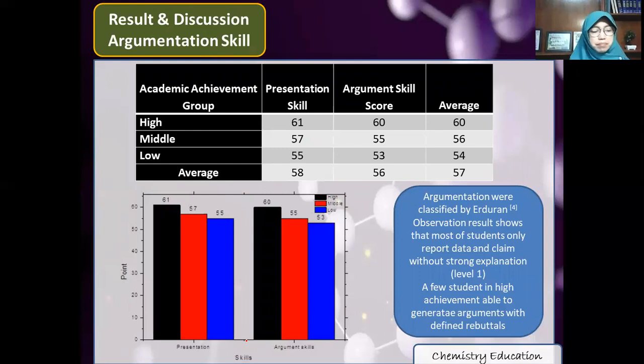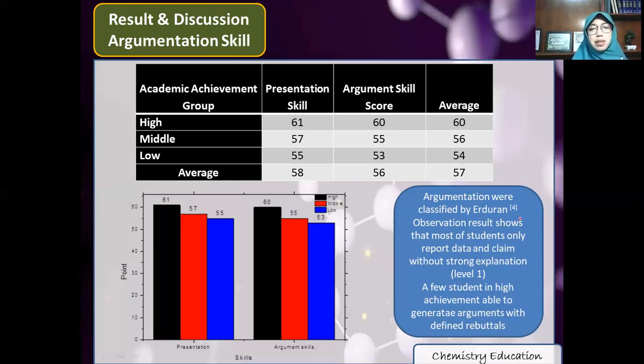Result and discussion. We discussed this report in two sections. The first is on student argumentation skill on the concept of salt hydrolysis, and the second is on the student attitude toward chemistry. The first section is about argumentation skill. We can see from table 1 that the argumentation skill of students in the high academic group got the highest score among the other groups. The average score obtained was 60, while the lowest score was obtained by the low academic achievement group, with a score of 54.